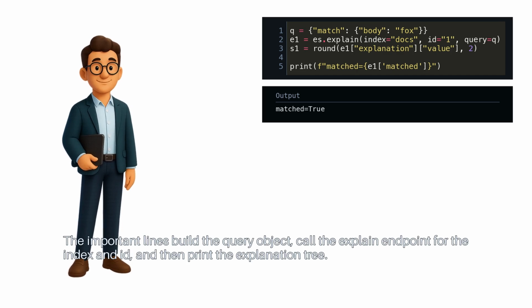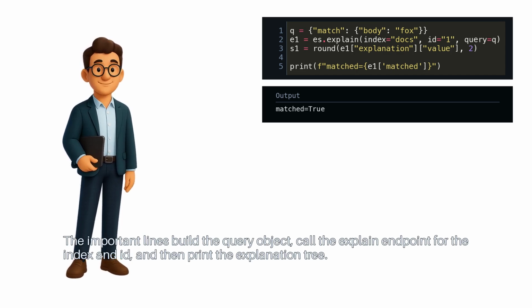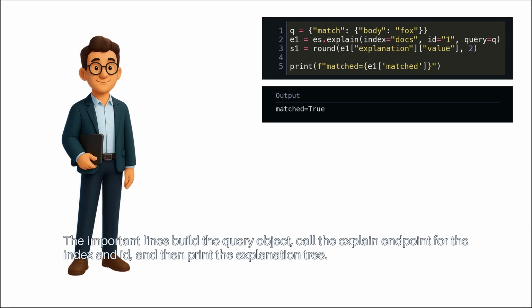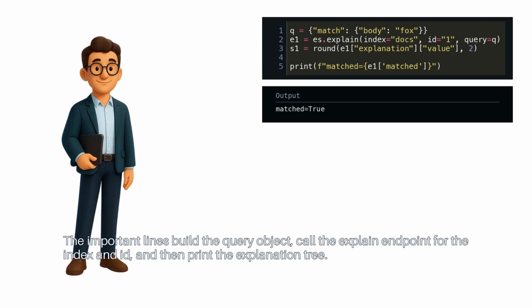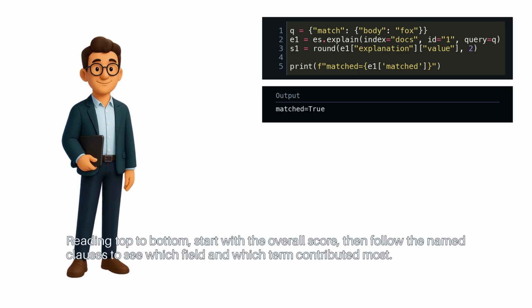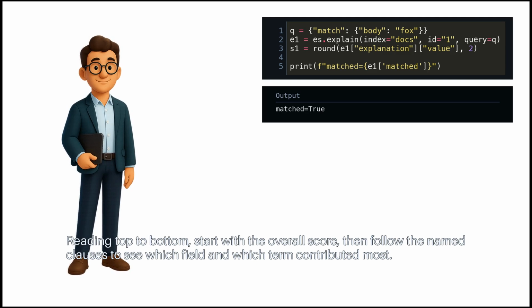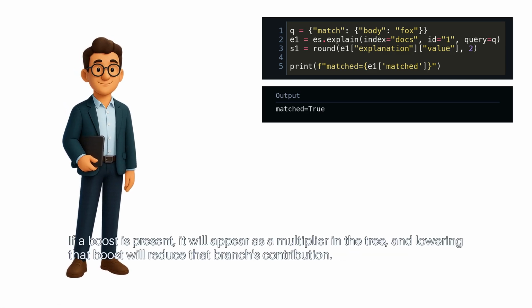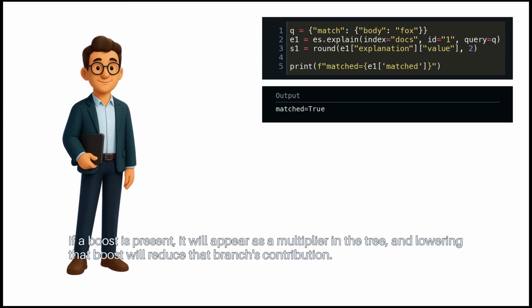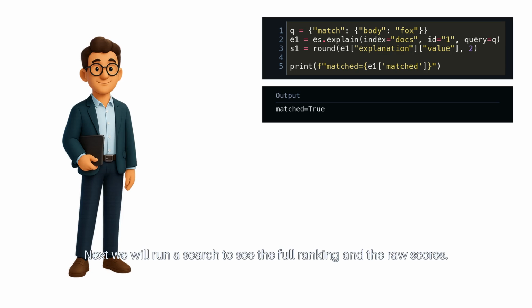The important lines build the query object, call the explain endpoint for the index and ID, and then print the explanation tree. Reading top to bottom, start with the overall score, then follow the named clauses to see which field and which term contributed most. If a boost is present, it will appear as a multiplier in the tree, and lowering that boost will reduce that branch's contribution. Next, we will run a search to see the full ranking and the raw scores.